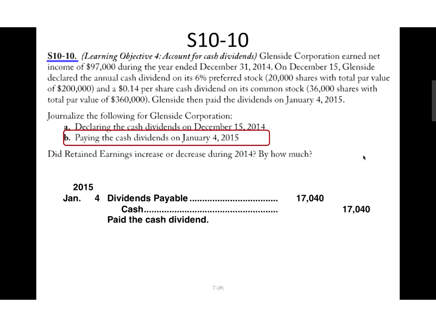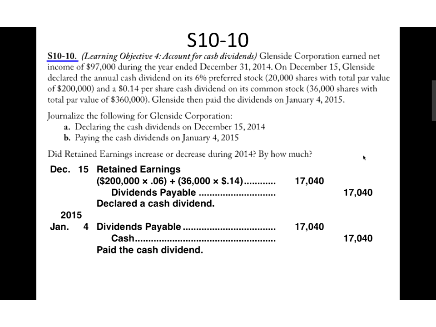Okay, now we're almost done with the problem, but the last part of the problem is an easy one to get tripped up on because there's one part of it that's easy to forget. So the last part says, did retained earnings increase or decrease during 2014?